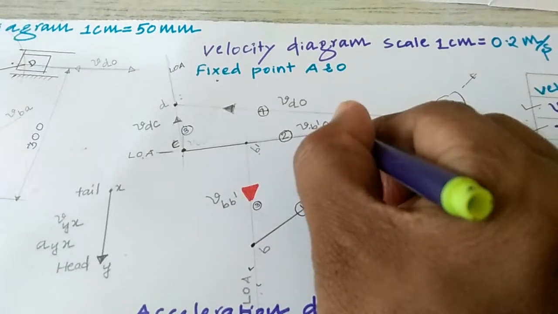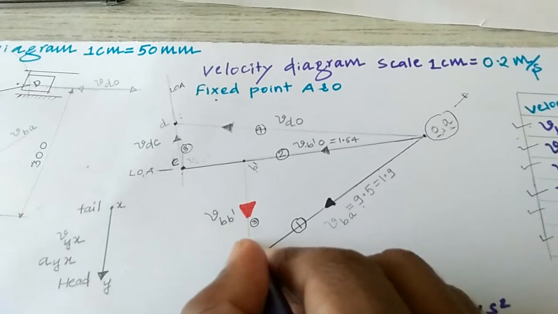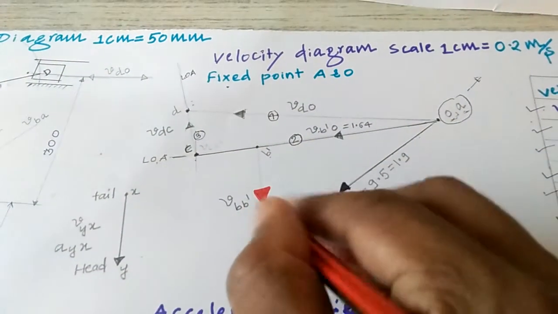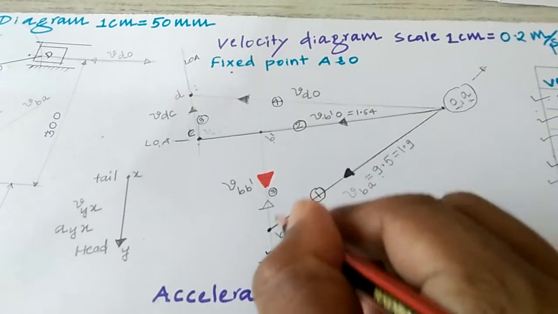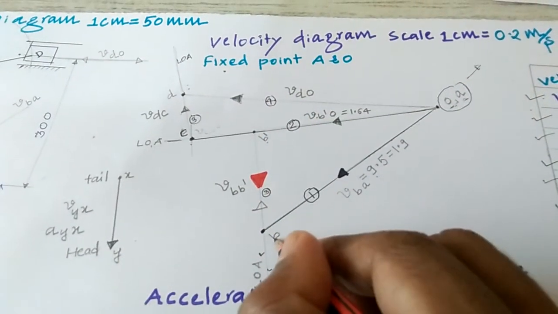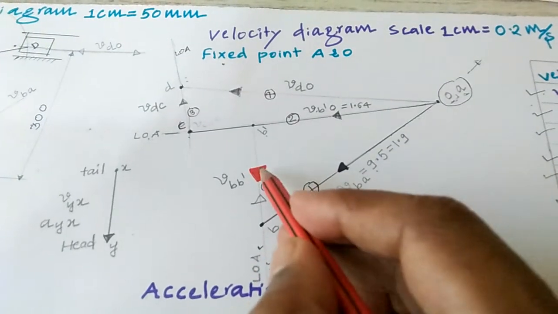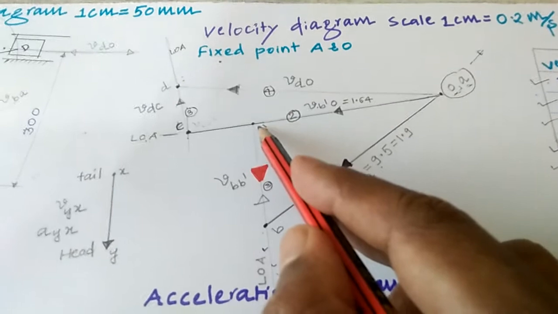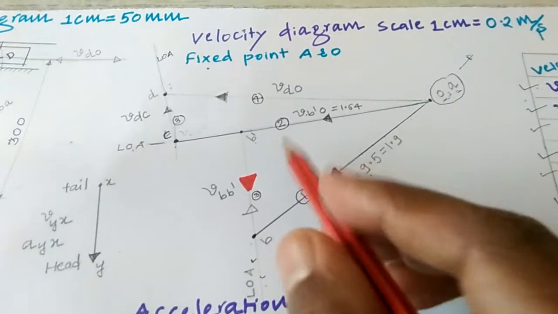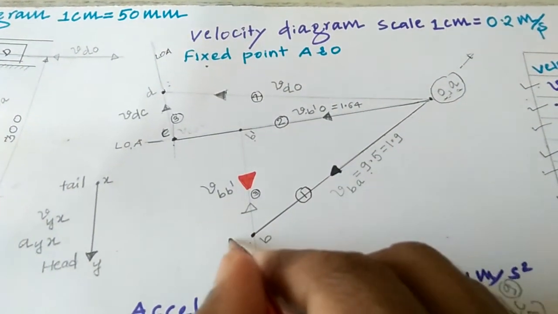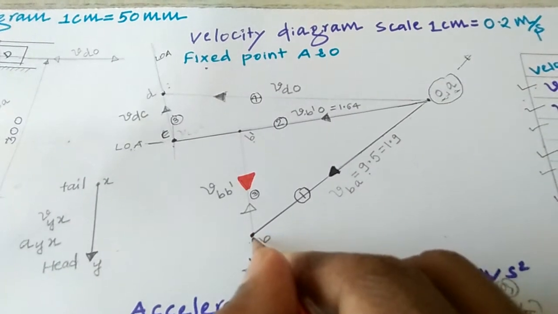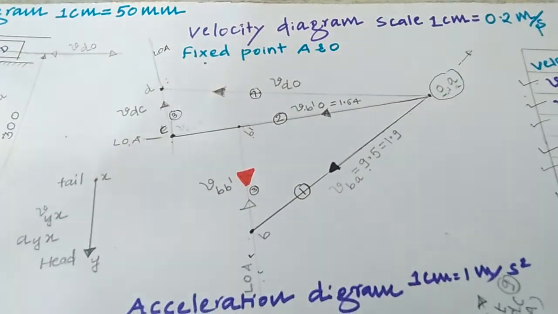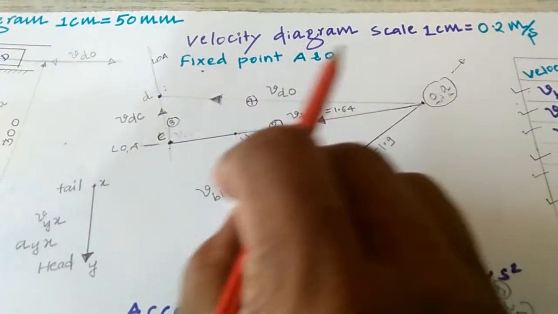Then one more, you can draw this way also, but I have not drawn this one. The velocity of B dash with respect to B also you can write, but I have taken the velocity of B with respect to B dash. Because I have taken B as the head and B dash as the tail. I will explain that also. I will not go for this direction because I will explain that one.